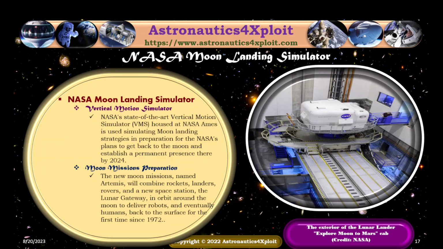NASA Moon Landing Simulator. NASA's state-of-the-art vertical motion simulator, housed at NASA Ames, is used to simulate moon landing strategies in preparation for NASA's plans to get back to the Moon and establish a permanent presence by 2024. The new moon missions, named Artemis, combine rockets, landers, rovers, and a new space station, the Lunar Gateway, in orbit around the Moon to deliver robots and eventually humans back to the surface for the first time since 1972. The exterior of the lunar lander, Explore Moon to Mars cap, is shown in this picture.